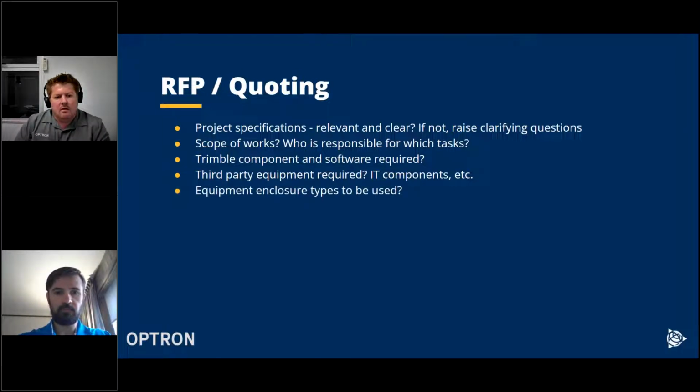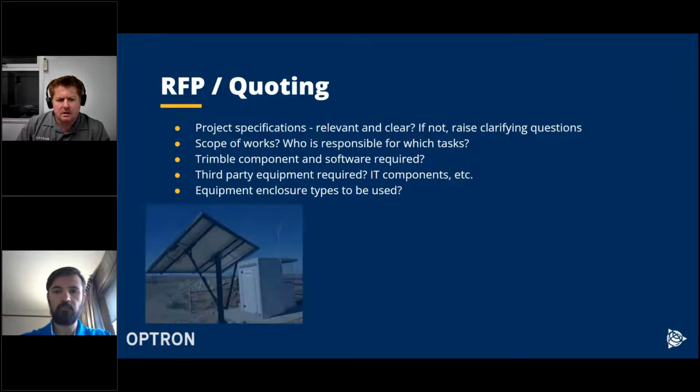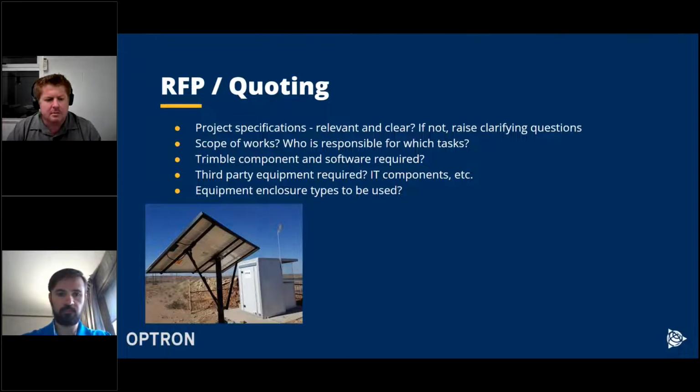And then what equipment enclosure types need to be used on site. So we've got quite a wide range of enclosures that we use for monitoring installations. First of all, we just have a normal sort of cabin that the instrument is housed in. And this is useful, for instance, for dams or even on mines if it's not close to a blasting activity.